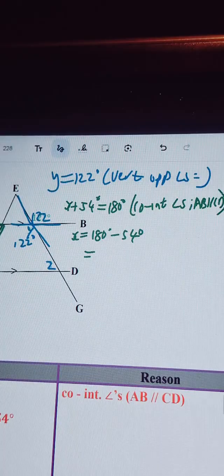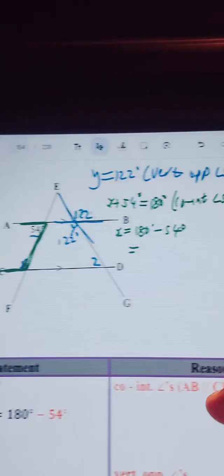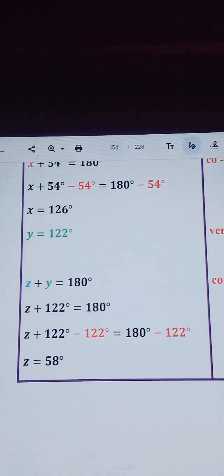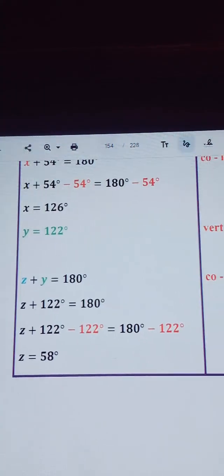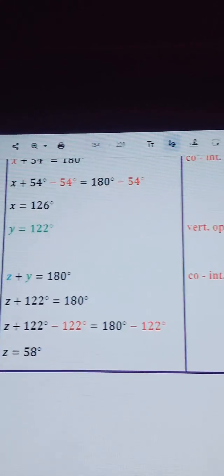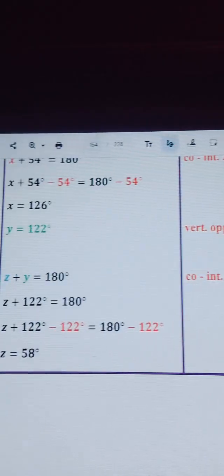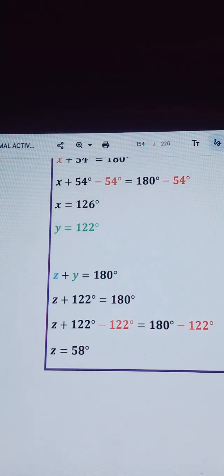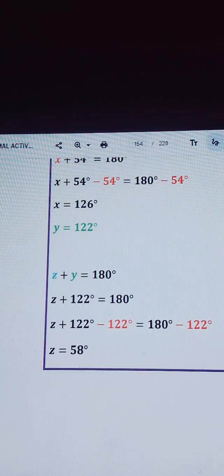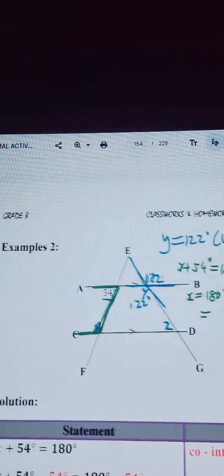Then we could find the value of z here. Z plus y is equal to 180 degrees. Reason, co-interior angles. You state the lines that are parallel there. Be careful, not x plus y, but z plus y. Yes, z plus y.